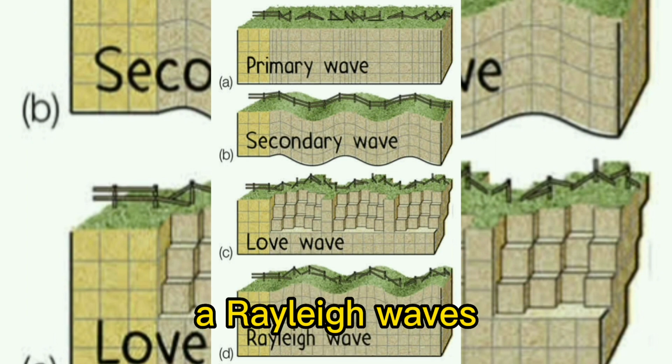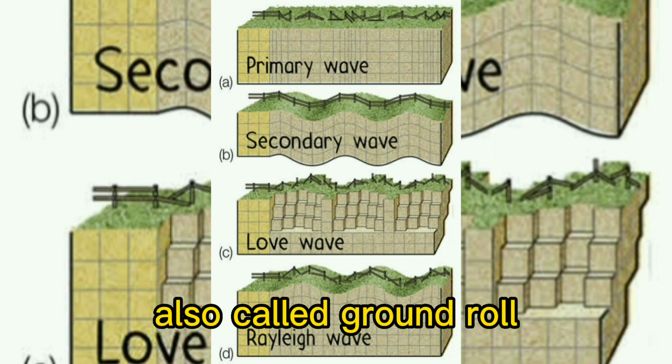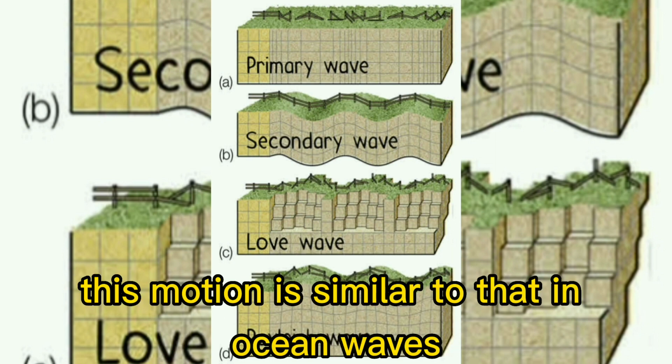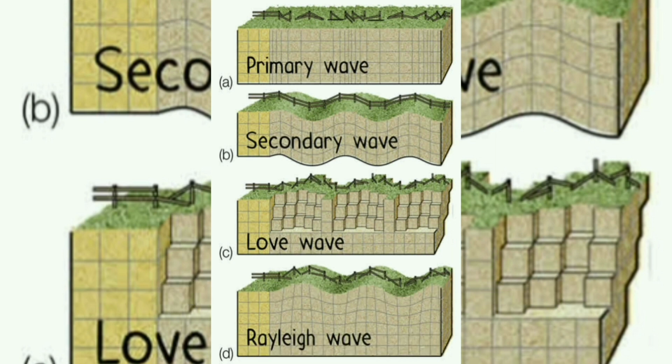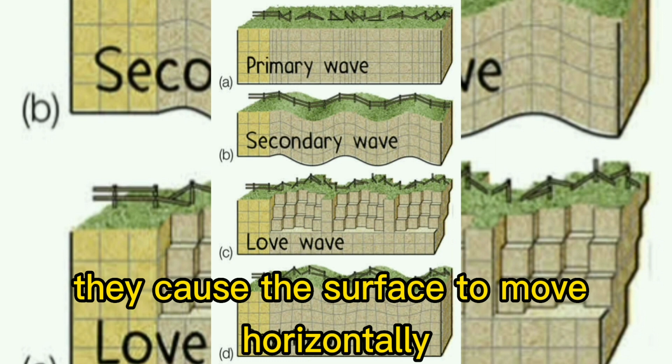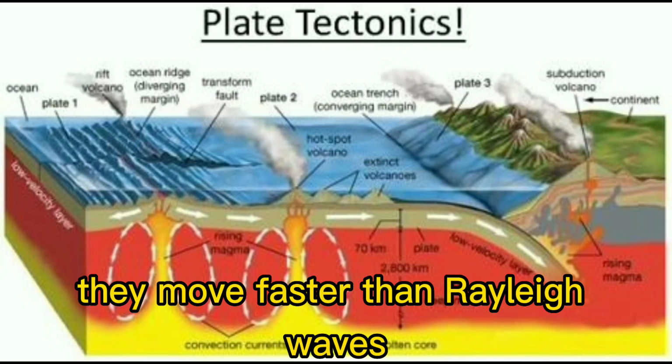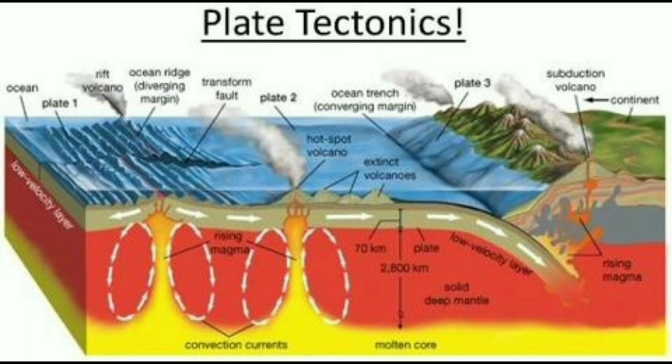A. Rayleigh waves, also called ground roll. They cause the ground to shake in an elliptical pattern. This motion is similar to that in ocean waves. B. Love waves. They cause the surface to move horizontally from side to side perpendicular to the direction of travel. They move faster than Rayleigh waves.